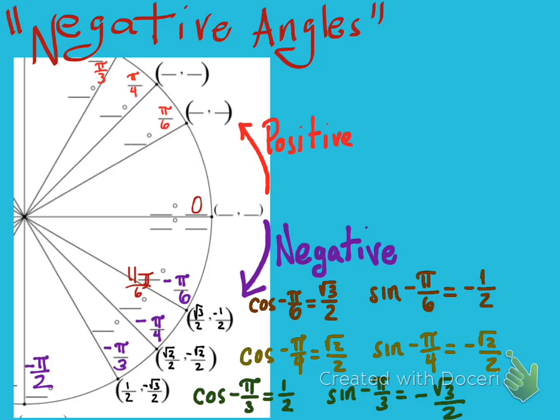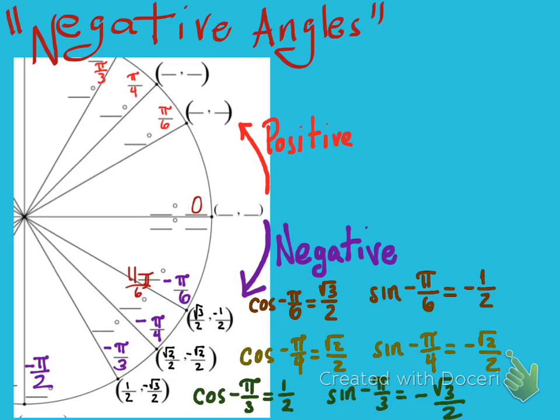Sometimes that might be a little bit of a challenge if it was negative 5 pi thirds or something like that. You may have to stop and think about where exactly that is. But once you figure out where the angle is, the sine and the cosine are just those x and y coordinates at that point. Okay? Well, I hope that helps a little bit with negative angles.